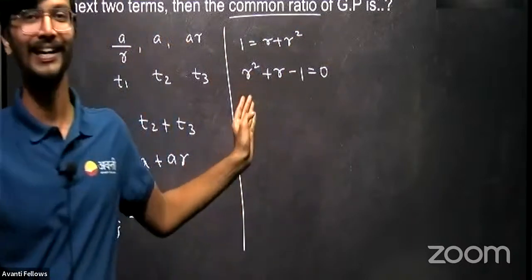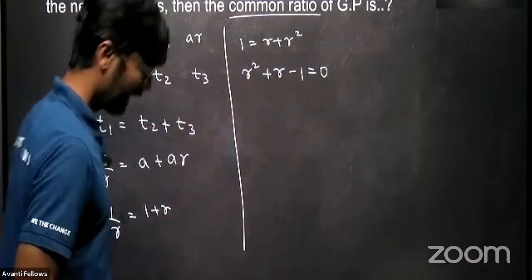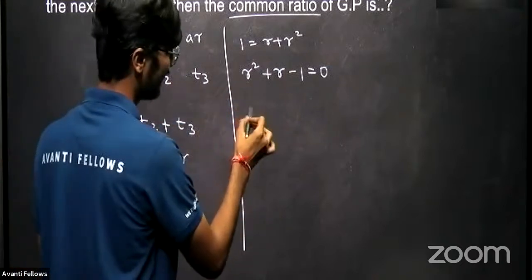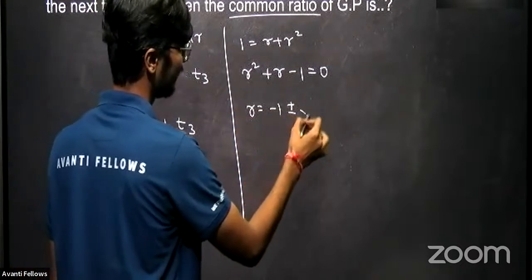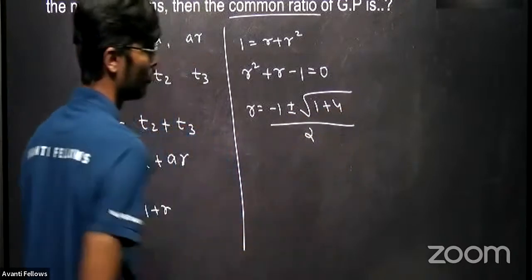We have got a quadratic in R. What do you do with a quadratic in R? We'll solve it. I think you notice it is not factorizable. So I can write it as R equals minus b plus minus under root of b square minus 4ac upon 2a.